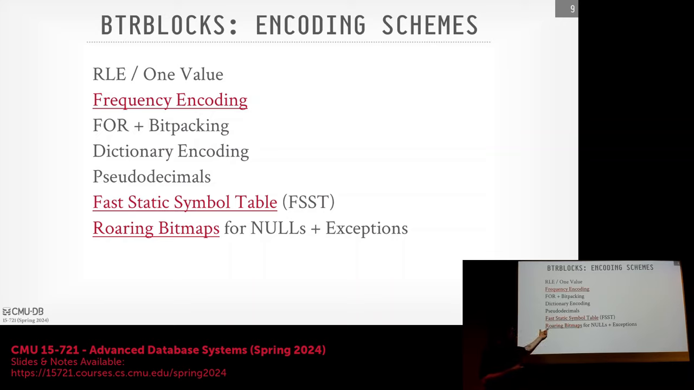And then roaring bitmaps is a way to do basic compressed bitmaps, but they're going to use these for nulls and exceptions, like the frequency encoding. If I'm keeping track of what locations the most frequent value occurs, I would store that as a roaring bitmap. And again, we'll cover that in a second. So again, no delta encoding because it's not SIMD friendly, but then again, the FastLanes people will fix this.